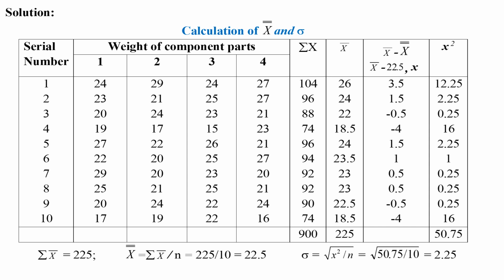Then all these values should be added, that is 225, and divided by 10 since there are 10 means, that is 22.5. This is called grand mean.